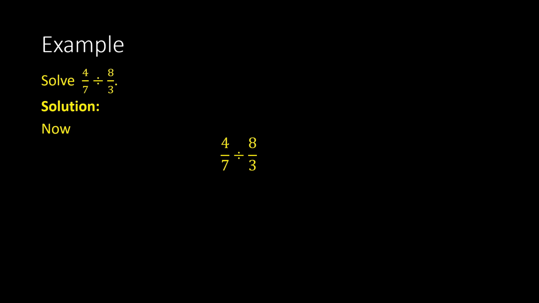So let's invert 8 over 3 so that it becomes 3 over 8 and convert the division sign to a multiplication sign, like so. So the division sign here has been replaced by a multiplication sign, and 8 over 3 has been replaced by 3 over 8.